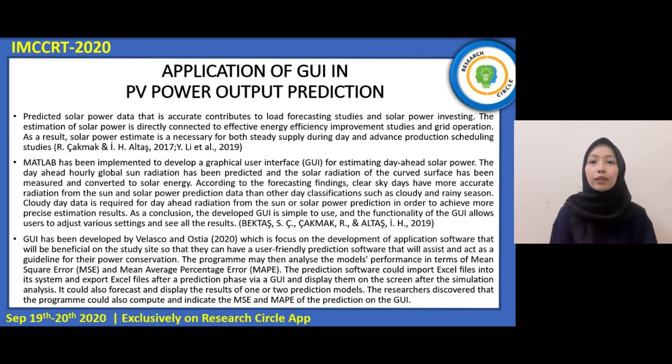The program may then analyze the model's performance in terms of mean square error (MSE) and mean average percentage error (MAPE). The prediction software could import an Excel file into its system and export the Excel file after a prediction phase via a GUI, and display them on the screen after the simulation analysis. It could also forecast and display the result of one or two prediction models.